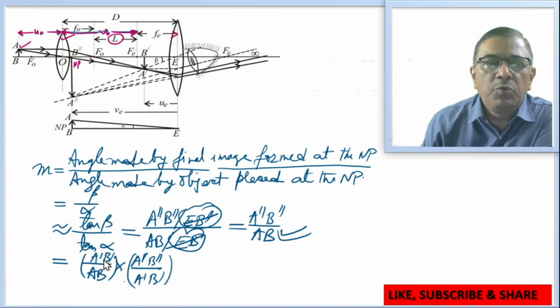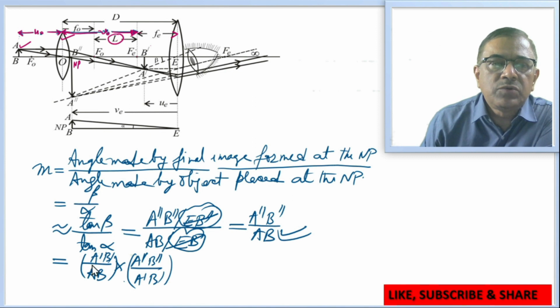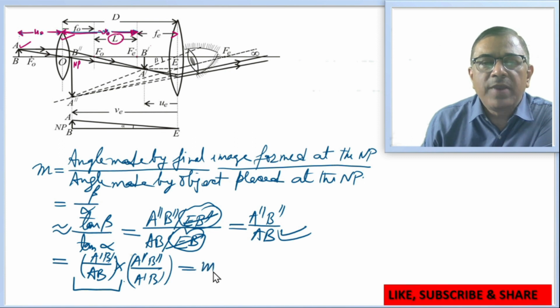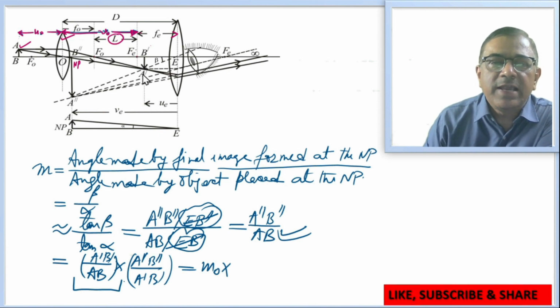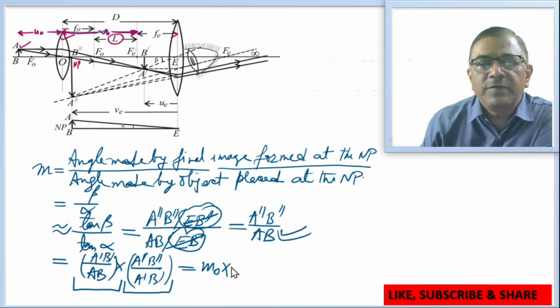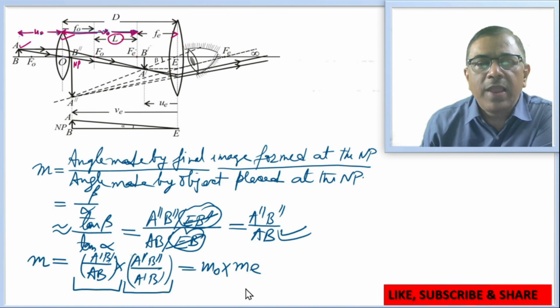Now you see over here, A'B' is the image of this object AB. So this term basically tells you the magnification produced by this objective lens. So this is equal to the magnification of the objective lens. If you see this particular term in the parenthesis, you will note A''B'' happens to be the image of the object A'B', and hence this tells you the magnification of the eyepiece, and this is equal to ME. So the magnification M equals MO into ME.